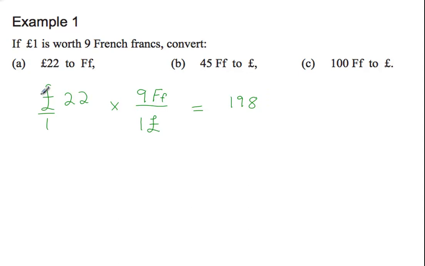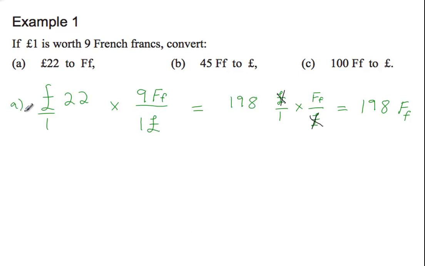And now we can look at our units. Well, we have pounds over 1 times French francs over pounds. That would give us pounds times French francs over pounds, and these pounds would actually cancel each other out because we have pounds divided by pounds. Okay, so those go away, and we're left with French francs over 1, and of course that's simply French francs. So we have 198 French francs. So 22 pounds is equal to 198 French francs with this conversion.